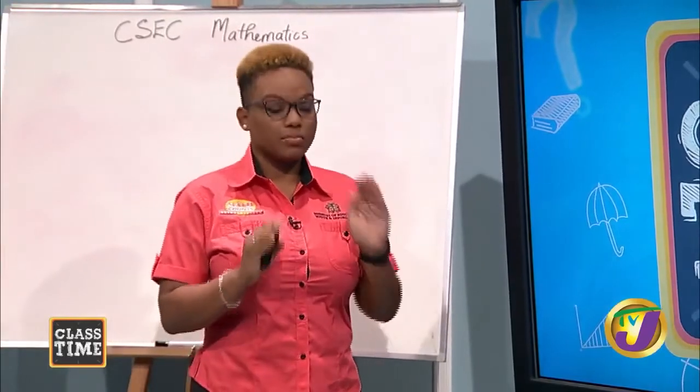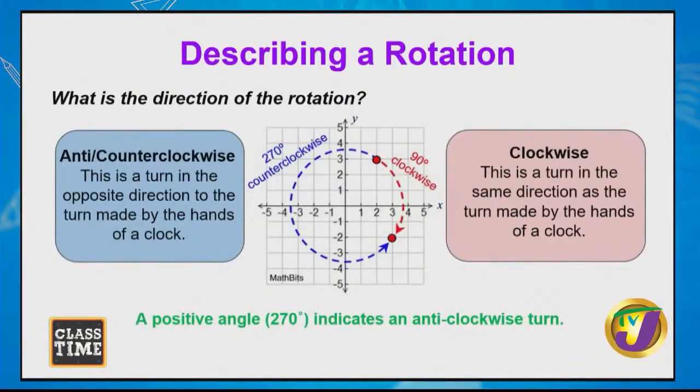Also, don't get confused. Listen to my voice keenly. A positive angle indicates an anti-clockwise turn, while a negative angle indicates a clockwise turn. I'm going to say that again, slowly. A positive angle, like 270 degrees, indicates an anti-clockwise turn, whilst a negative angle, negative 90 degrees, indicates a clockwise turn. It might sound confusing, but that's just the convention.